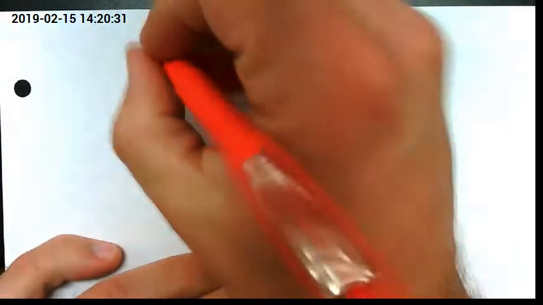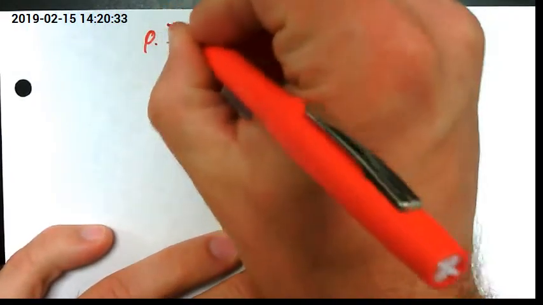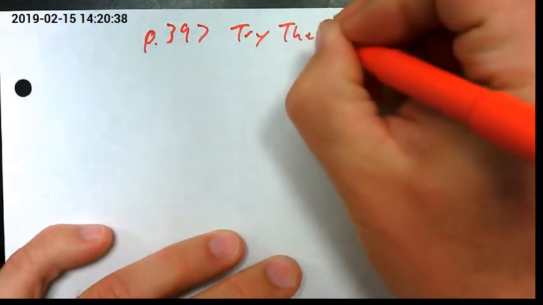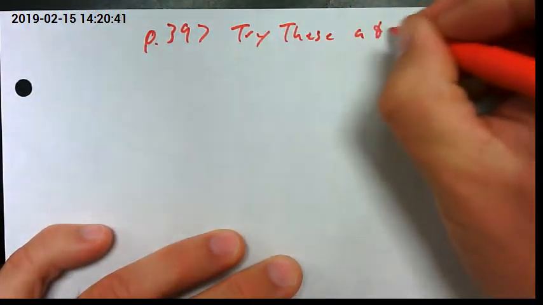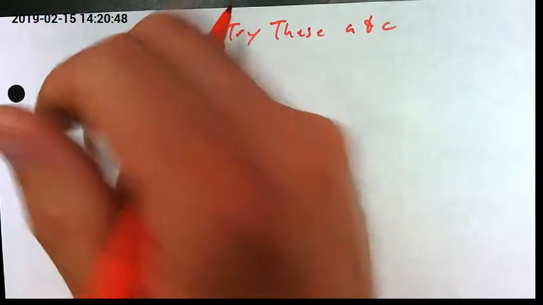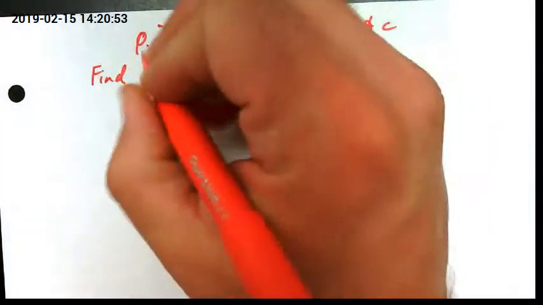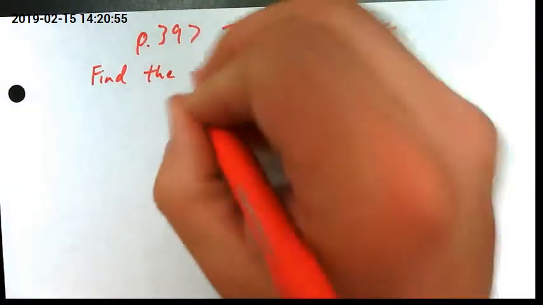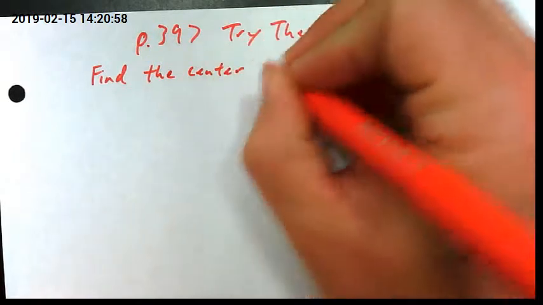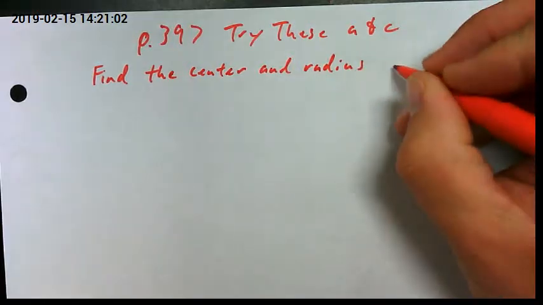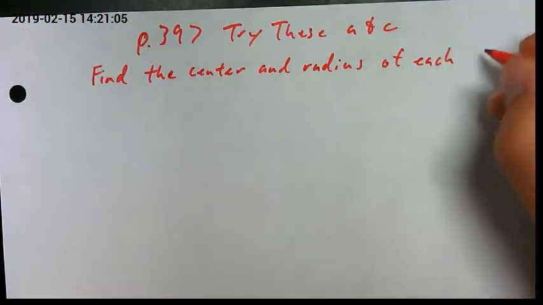Alright. So again, this is from page 397. Try these. A and C. Those are the two that we're going to do. Alright? Now, I'm also going to write the directions. I'm going to write the directions down so that I have them written here. But the directions are find the center and radius of each circle.